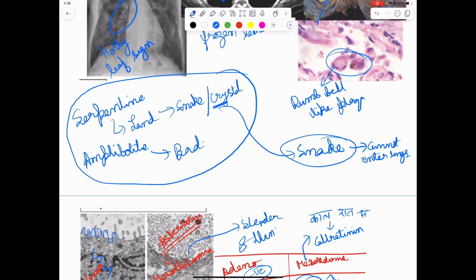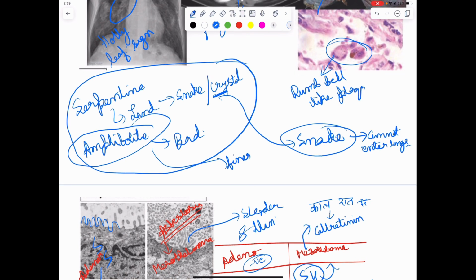But what happens in amphibolite are finer. And also you can remember that amphibolite is capable of living both on land and water. So your trachea becomes your land, and the blood exchange that is taking place in the alveoli becomes water. So it can reach up till the alveoli, and anything that reaches the alveoli and is smaller in comparison to serpentine will cause more harm. So therefore amphibolite is more dangerous than serpentine.